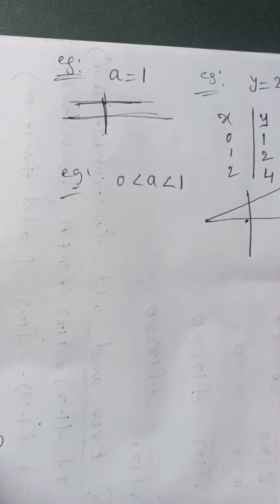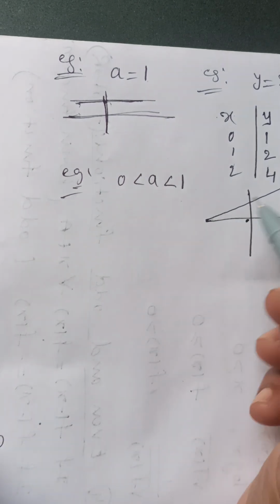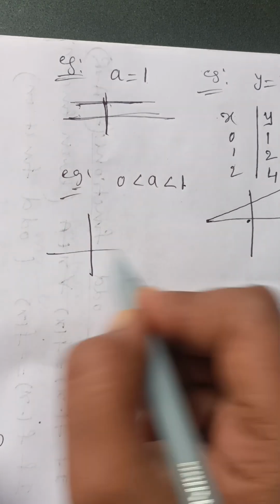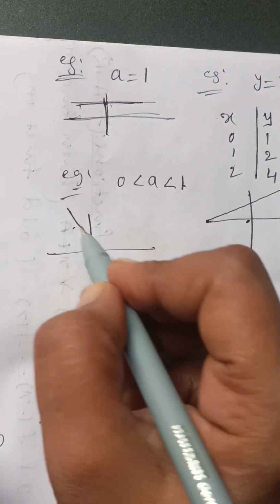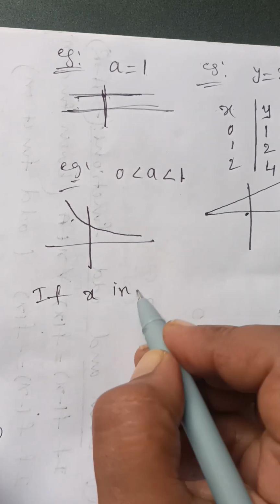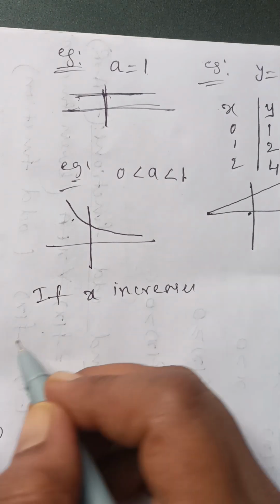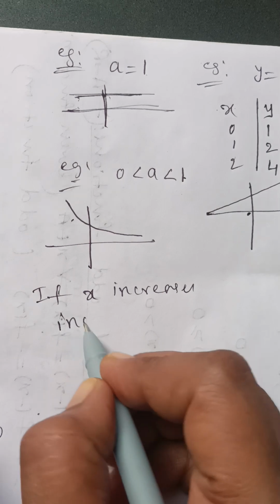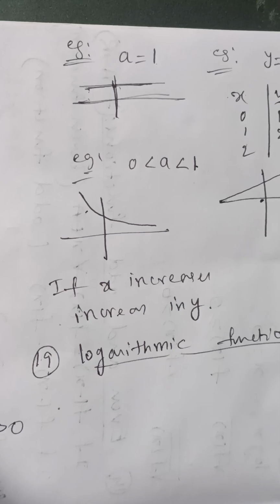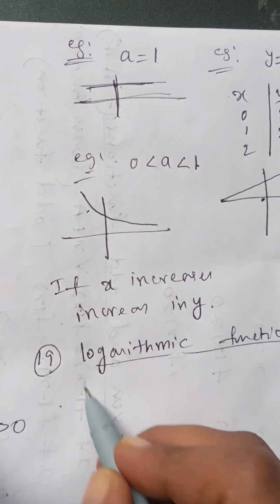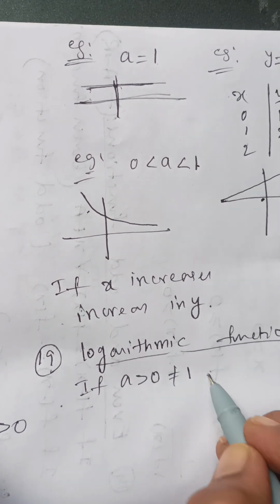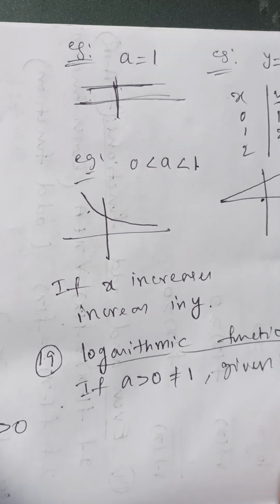The same way, for 0 less than a less than 1, for a equal to 1, the graph is like this. For a greater than 1, the graph is an increasing graph, and if a is less than 1, the graph will be like this. So if x increases, then there is an increase in y.